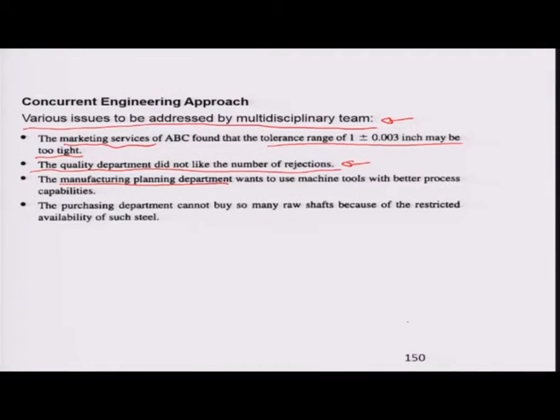Similarly, in the concurrent case, the manufacturing planning department wants to use machine tools with better process capabilities, so that they can work on closer tolerances, but this is a conflicting interest with the marketing, which says that the tolerance range given is too tight and it may not be necessary really for the product. And similarly the purchasing department cannot buy so many raw shafts because of the restricted availability of such steels. So, they would also look at what quality is saying in this particular case about a lower number of rejects.